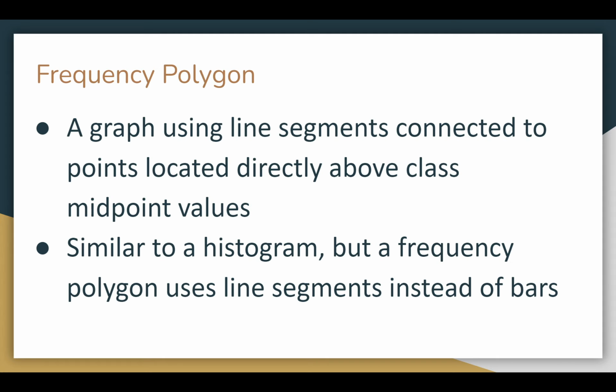All right, so a frequency polygon is a graph using line segments connected to points located directly above a class midpoint value. It's similar to a histogram, but a frequency polygon uses line segments instead of bars. So if it's a frequency polygon and it's similar to a histogram, is this going to be for qualitative or quantitative data? Yep, quantitative.